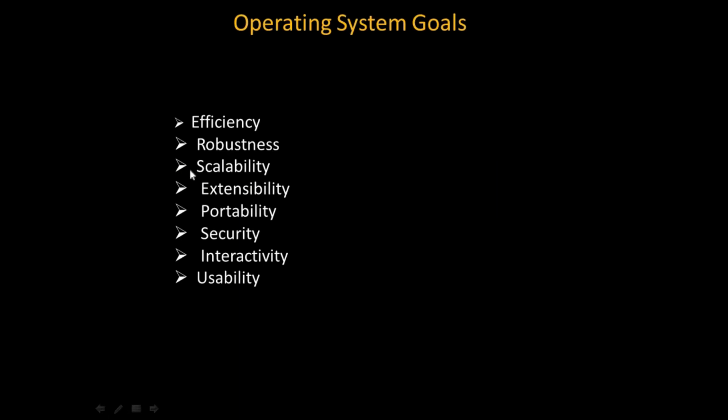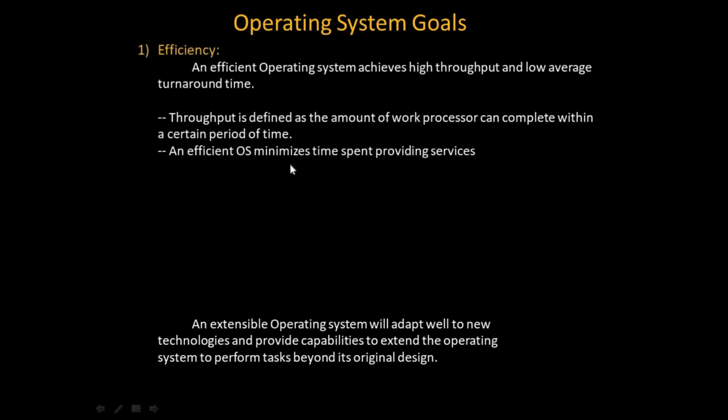So in order for the operating system to carry out its services, the operating system has some goals which are being put in place in order to help it function efficiently. The goals of the operating system which we are going to be talking about are efficiency, robustness, scalability, extensibility, portability, security, interactivity, and of course usability. So let's begin with efficiency.